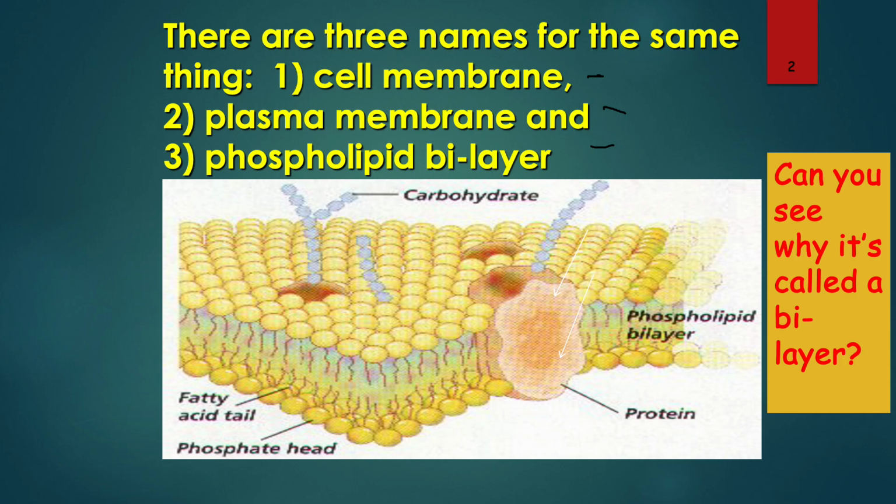Over here we have a little question. Can you see why it's called a bilayer? Bi means two. So we have two layers. And you'll notice that you've got phosphate heads here, and then phosphate heads here, and then little tails that come down and little tails that come up. So those are your two layers. We've got one layer, come over here, this is one layer, and then a second layer. That's your bilayer.